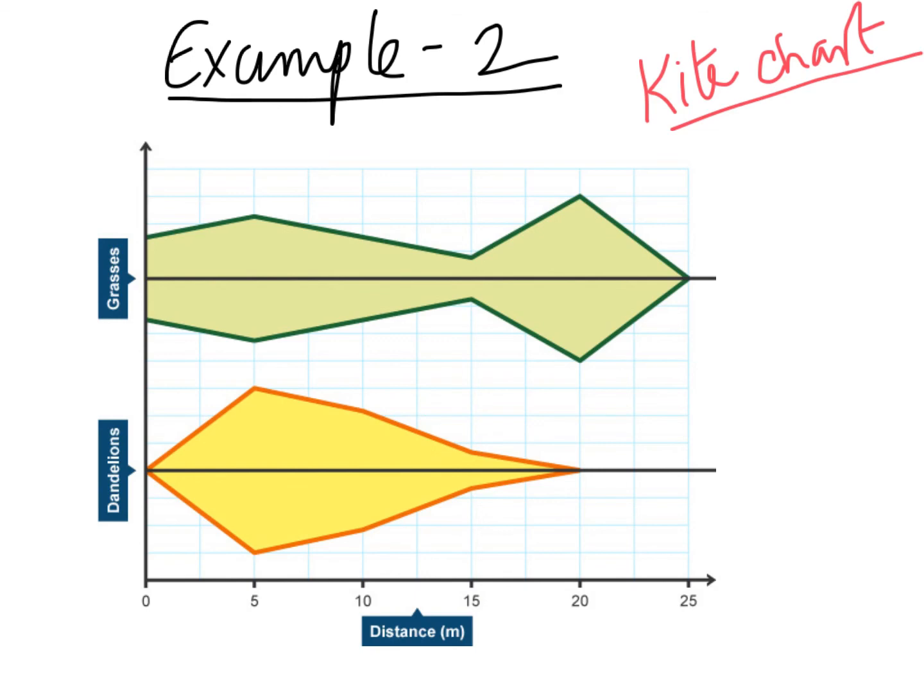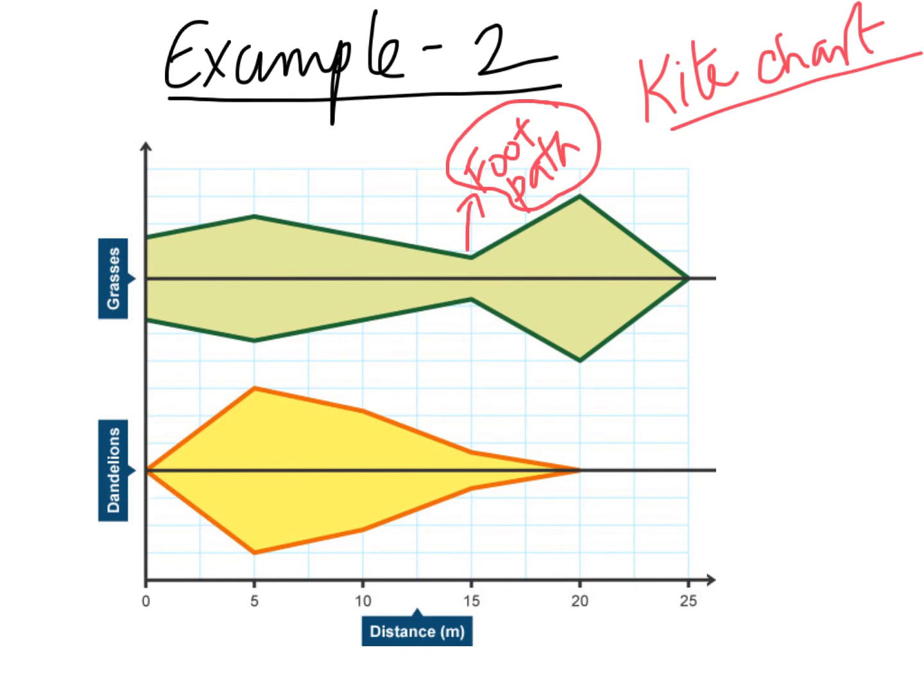Now, additional information will be given in the exam. For example, this can be marked as the footpath. Then you should just be able to explain what's happening with regards to the numbers. Why are the numbers very small close to the tree?